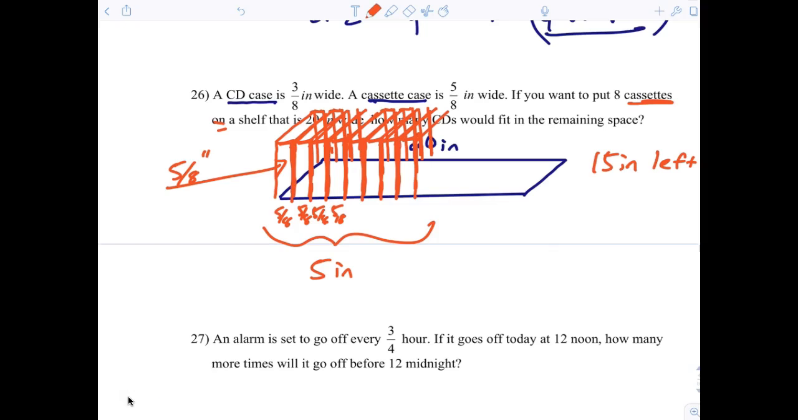So now the question is, I'm going to put my CDs on the shelf. But in this case, my CDs are only 3/8 of an inch wide. All right? So how many CDs can I fit on the rest of my shelf? How did I do that?